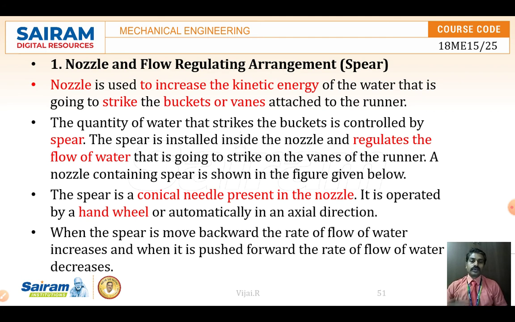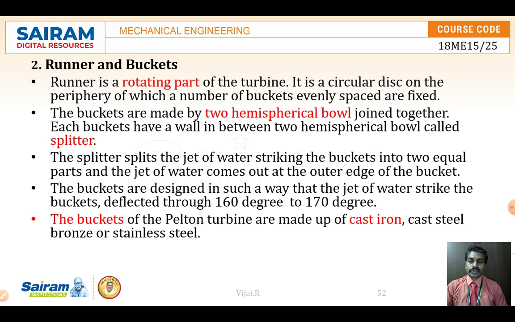So the quantity of water which strikes the bucket can be controlled by a spear. The spear and the hand wheel can move inside the nozzle, and it comes out of the nozzle by using the hand wheel. It is controlling the amount of water which is going to fall. So it's a conical needle. The spear is that one.